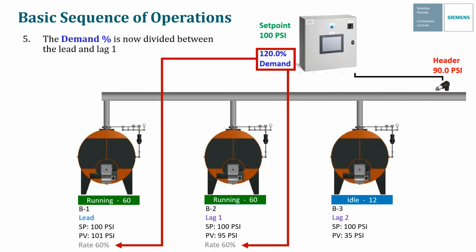The demand percentage is now divided between the lead and the lag 1 boiler. So we had 120% demand, and it's now going to be split between boiler 1 and boiler 2. There are different settings that determine how this is split up, but the most common situation is called parallel modulation, where the demand is simply divided evenly between boilers. So we have 120% demand, which means we have a firing rate of 60% at boiler 1 and 60% at boiler 2.